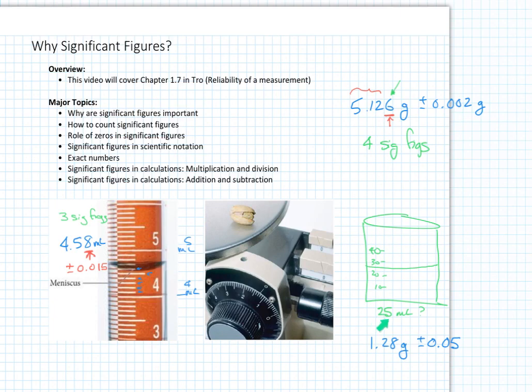If you want to measure the mass of this is okay. If you have an analytical balance, it's even going to be better. All right, so let's count the sig figs up for this guy. So this is 1, 2, 3 sig figs for this measurement. This volume measurement only has 2 sig figs.